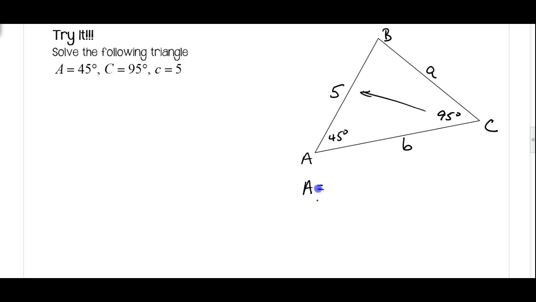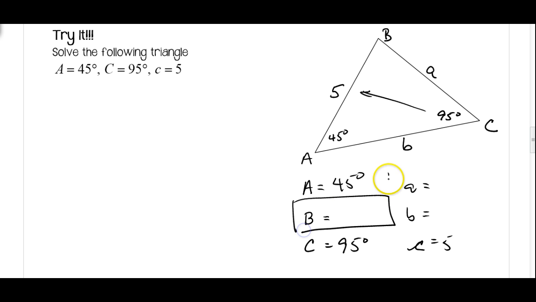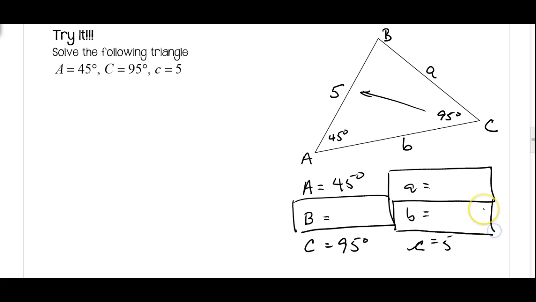I'm going to make my chart here, A, B, C, and here's side A, side B, and side C. I know this is 45, I know this is 95, and I know side C is 5. So I'm looking for these 3 pieces of information. So again, at this point, go ahead and pause the video, work out the rest of the solution, and restart when you're ready to check your answer.